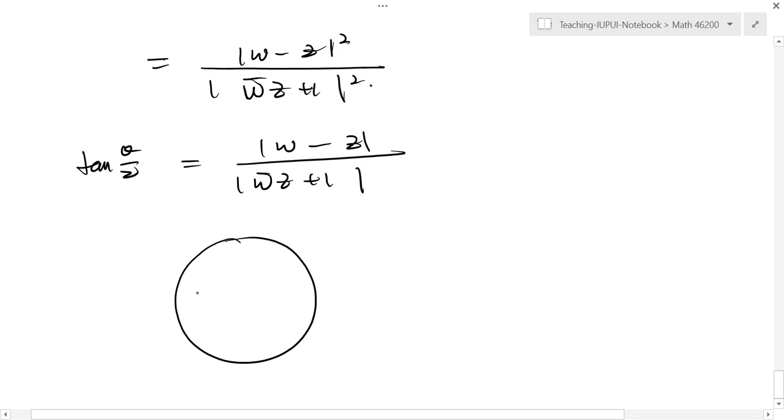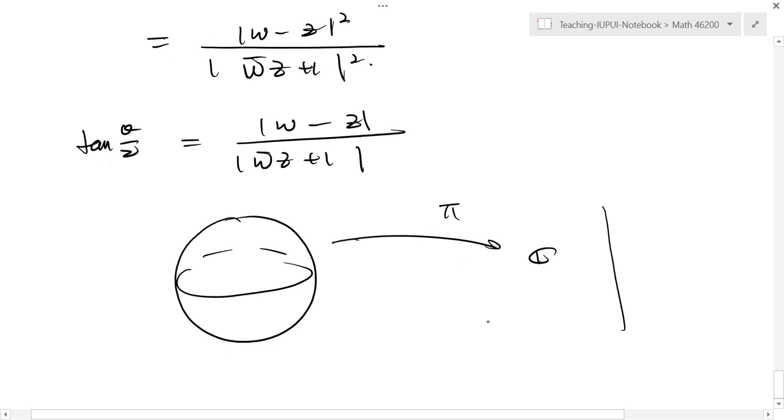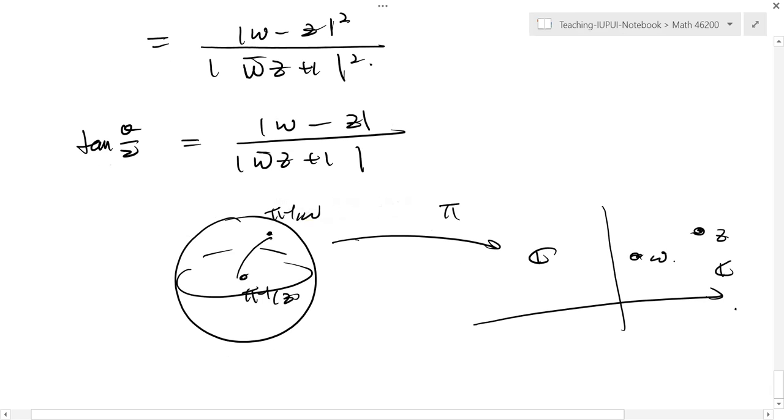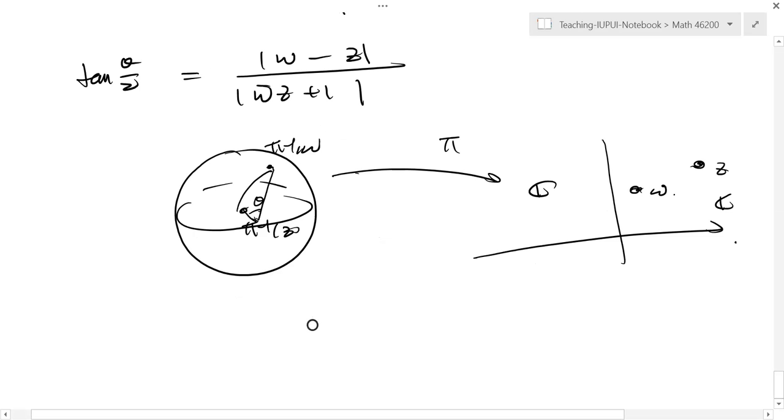So let's go back to this picture. There is a corresponding map to C. This is a map, right? So the two points, that's my C. And here's W. This is Z. Two points on this complex plane. And you have two points here. And the distance between them is going to be the angle theta, which can be determined by the formula. So theta is nothing but the distance. Theta is going to be the distance on the sphere between those two points.